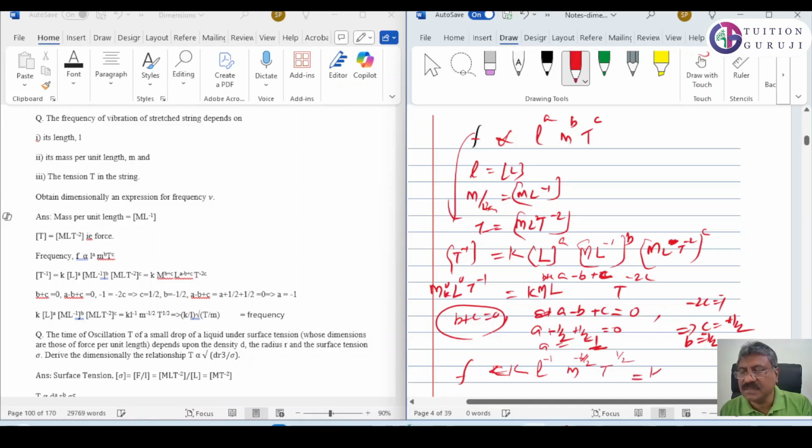What does that mean? K by L, exactly K by L into square root of T by M. So it's equal to F. This is the formula. This will be the expression.